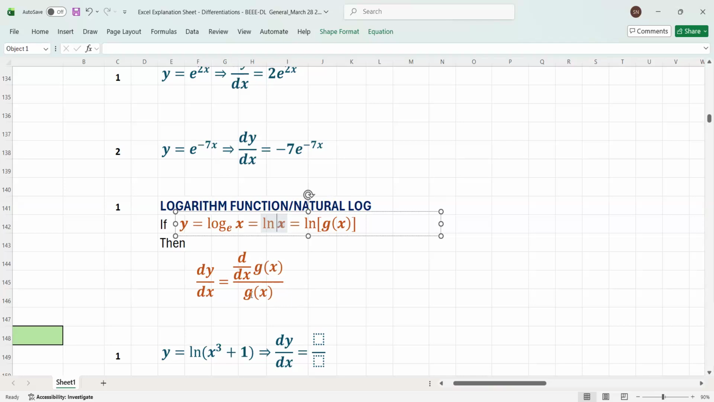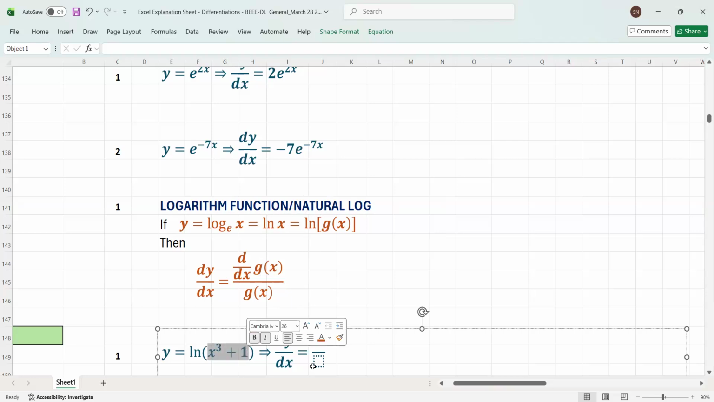But if I am given something like x cubed plus 1, okay, so first of all, let's differentiate x cubed plus 1 in the numerator. I'm going to get 3x raised to the power 2.